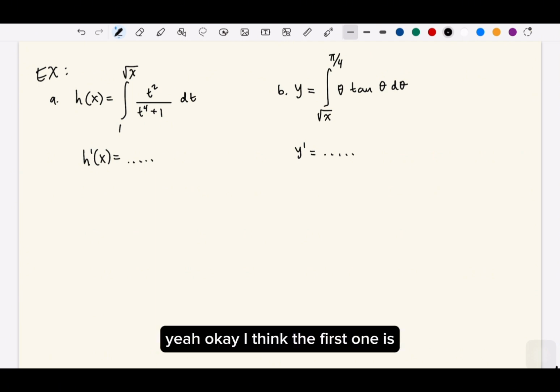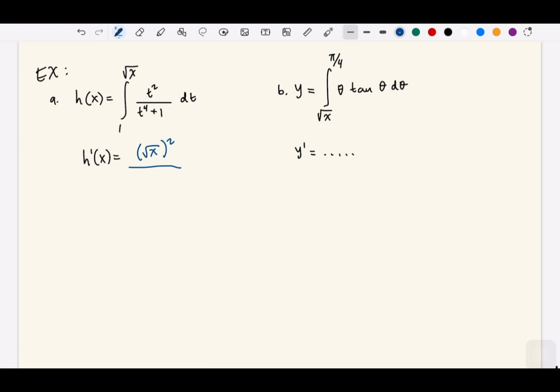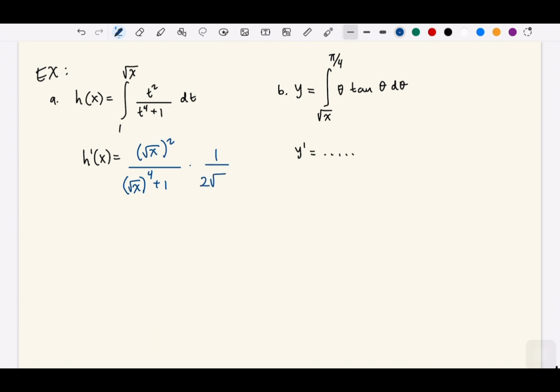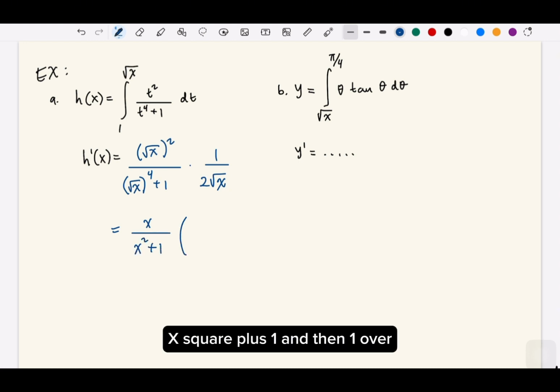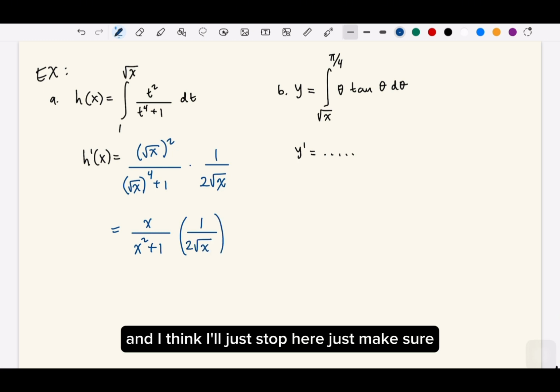I think the first one is quite simple. So you could get directly the h prime x as we substitute inside, right? And then multiply with the chain rule. So this will be x over x squared plus 1 and then 1 over. And I think I'll just stop here, just make sure.